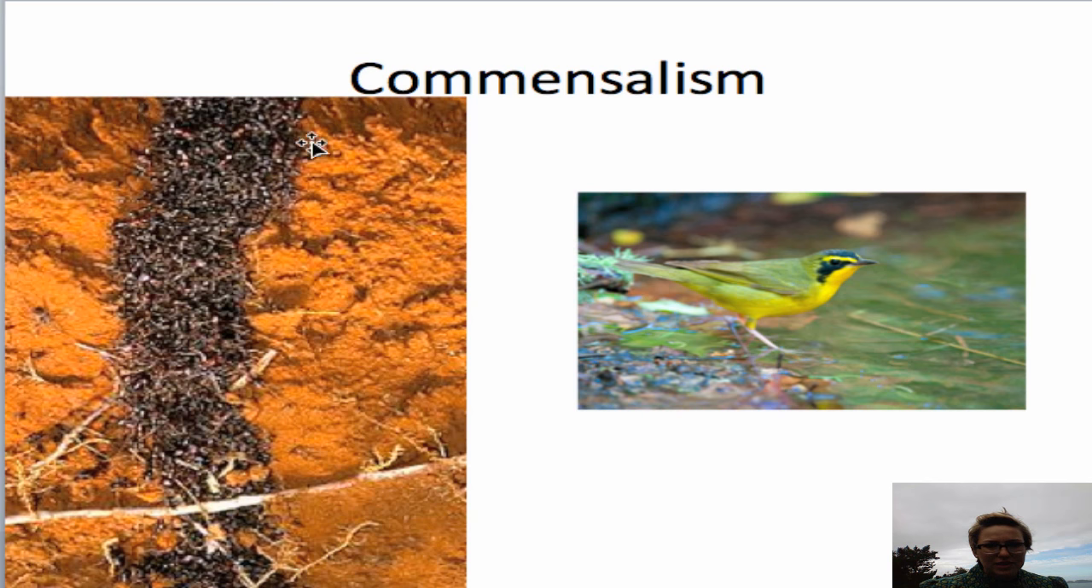The first type of symbiosis I'd like to talk about is commensalism. Commensalism is where one species is benefited, where the other one really doesn't have an effect. And it's actually kind of hard to find examples of this. But one that I think is pretty cool is army ants and specific bird species.